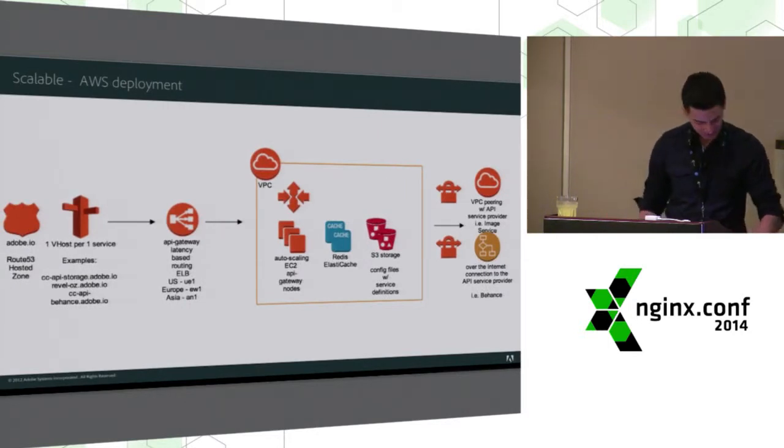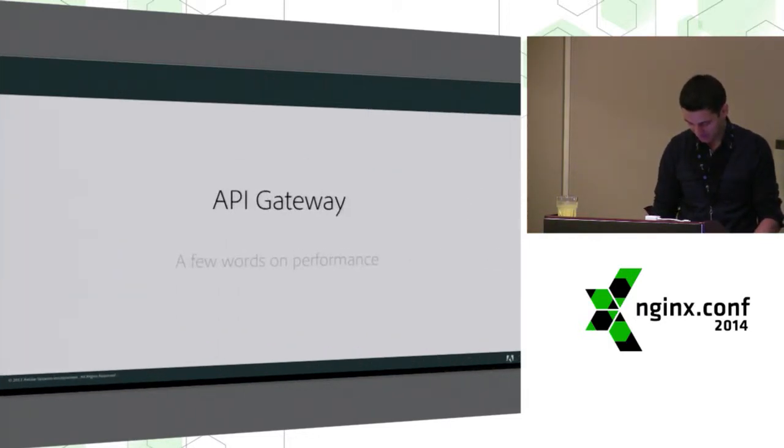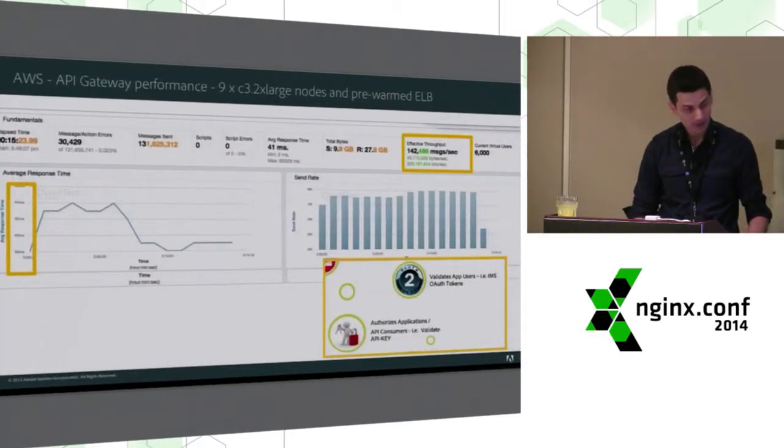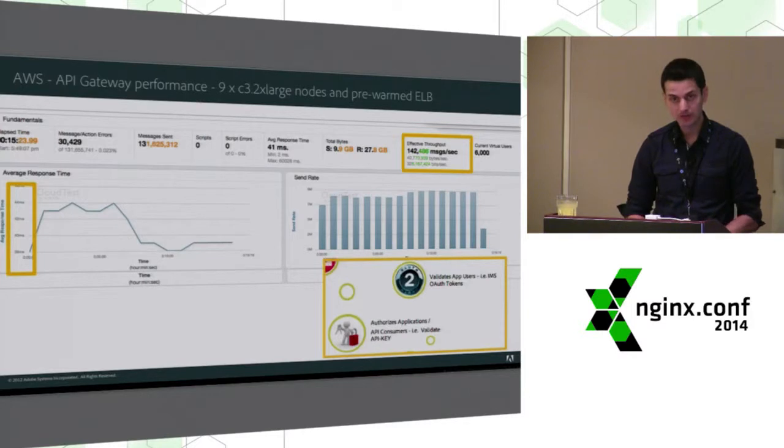All right. Let me move forward. A few words on the performance. Just want to share with you in Amazon. We did this test with 9 C3 2xlarge nodes. It's in the header. And a pre-warmed ELB.